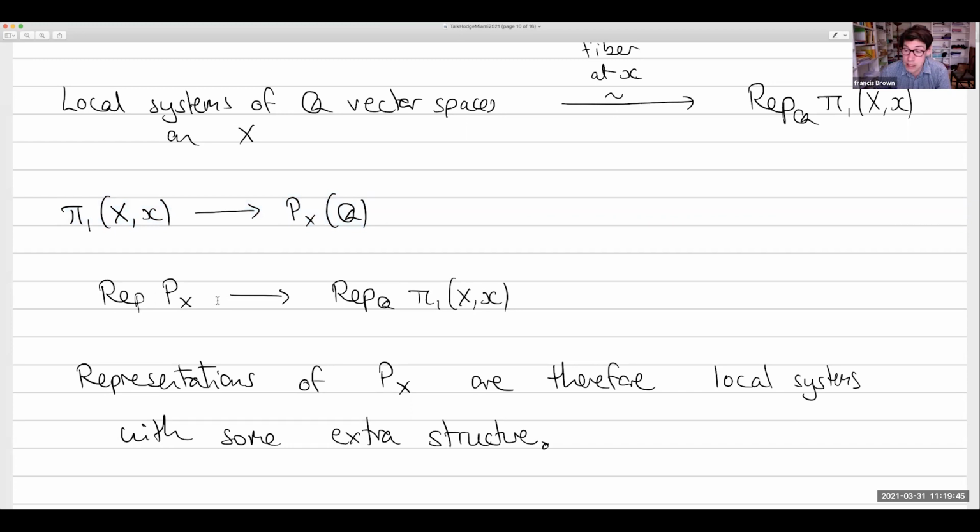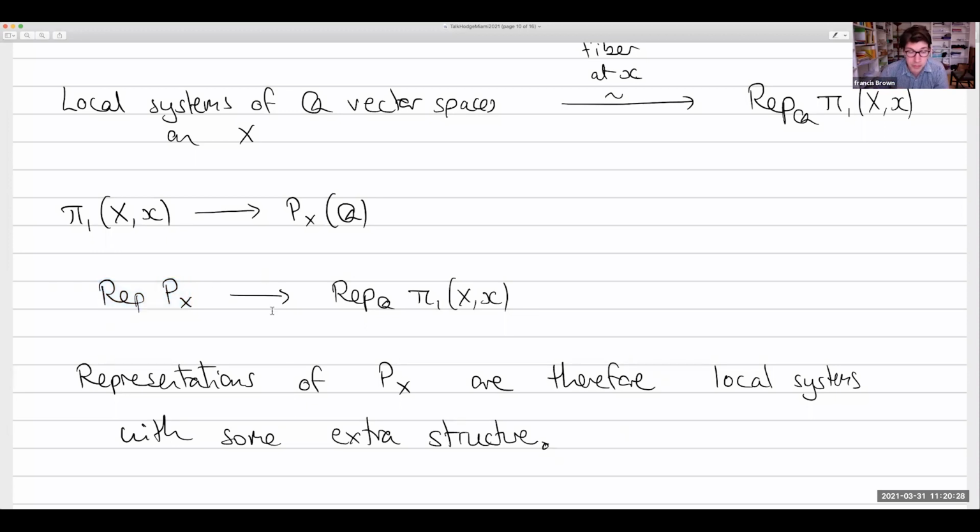because what will be the representations of this group scheme? Well, the category of representations of this group scheme, so this is representations in the category of algebraic groups. If we take such a representation of the group scheme, so that's a co-module over the affine ring of P of X, and take its Q points, that will, by this map, give you a representation of the fundamental group. And that's the same thing as a local system.